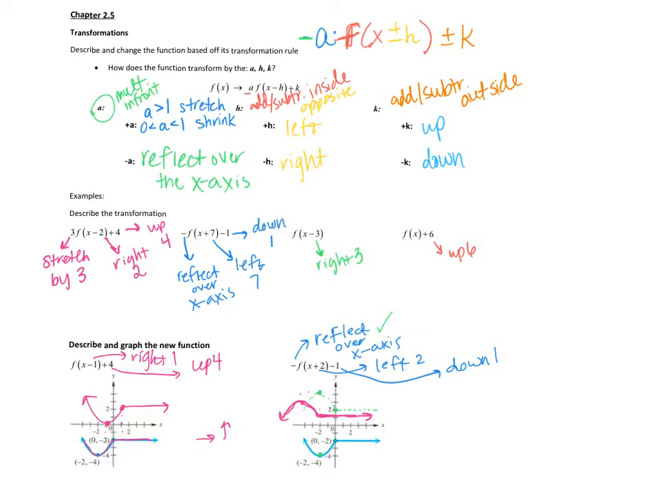I typically can move right, left, and up, down kind of all in one motion, but if I'm reflecting or stretching, then I have to do that separately, and then I need to move it right, left, up, down. Okay, so now we should be able to identify what is happening to the function, how it is going to transform, and actually move a graph in the direction of the transformation.